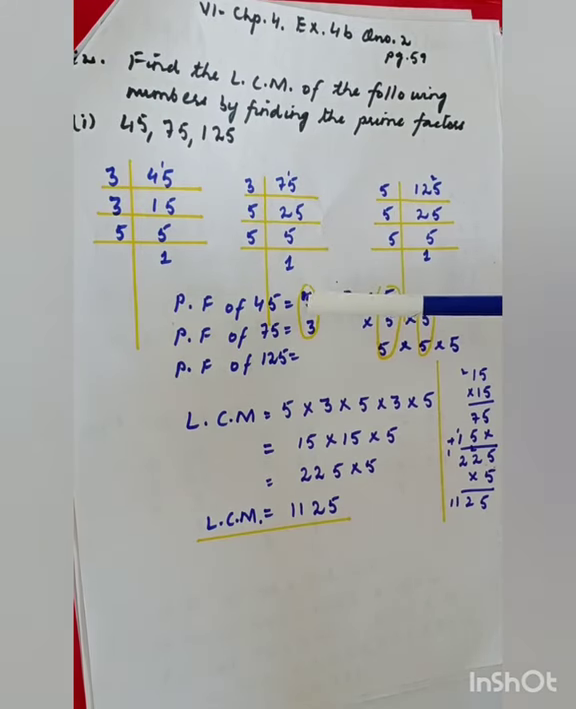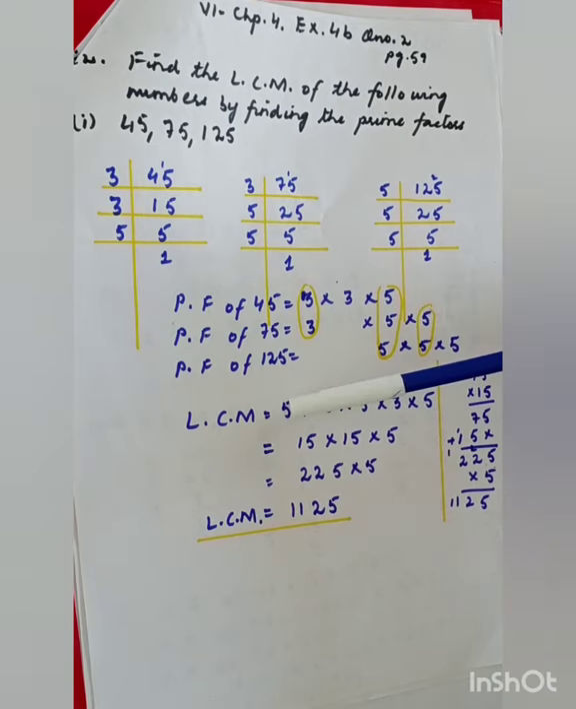Now prime factors of 45, 3 into 3 into 5. Prime factors of 75, 3 into 5 into 5. Prime factors of 125 is 5 into 5 into 5. Now as this 3 is common, we are going to write this 3 one time. Then this 5 is common in all these 3 numbers, so we will write it one time. Then again this 5 is common in both these numbers, so we will write it one time. And then we will write 3 into 5.